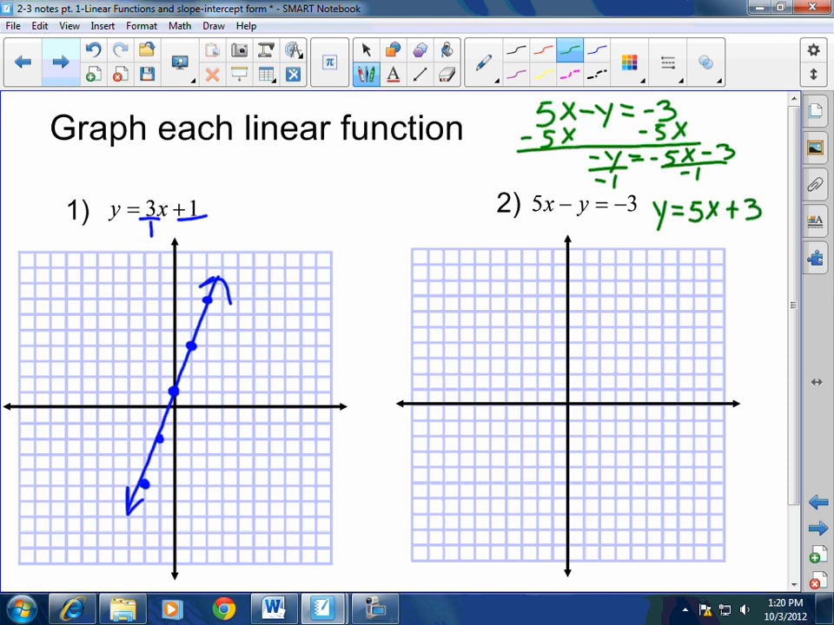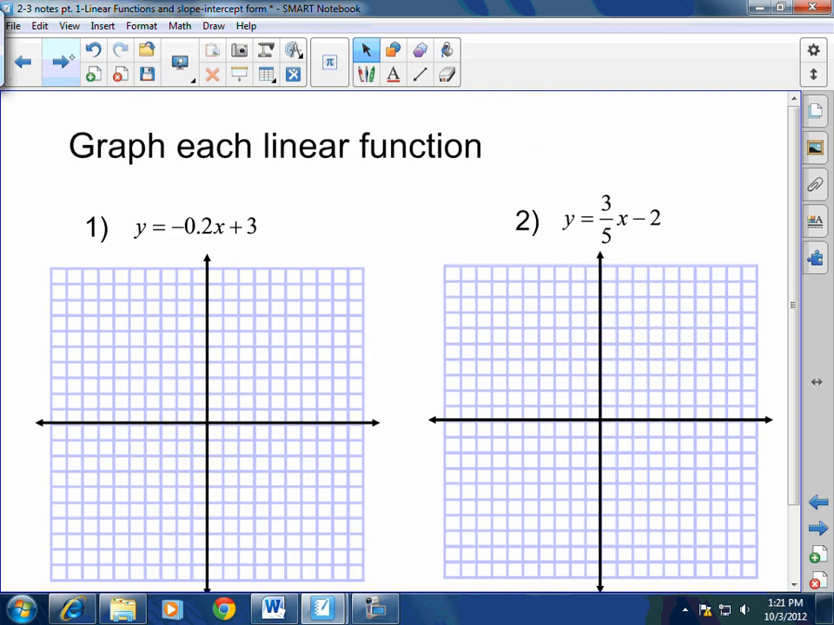What's my y-intercept, boys? 3. So I graph it. 1, 2, 3, my y-intercept. What's my slope, gentlemen? 5 over 1. Great job. So from my y-intercept, I'm going to go up 1, 2, 3, 4, 5, run to the right. And I'm going to go backwards, down 1, 2, 3, 4, 5, 1 to the left. Does that make sense so far, gentlemen? Awesome. All right, let's continue.